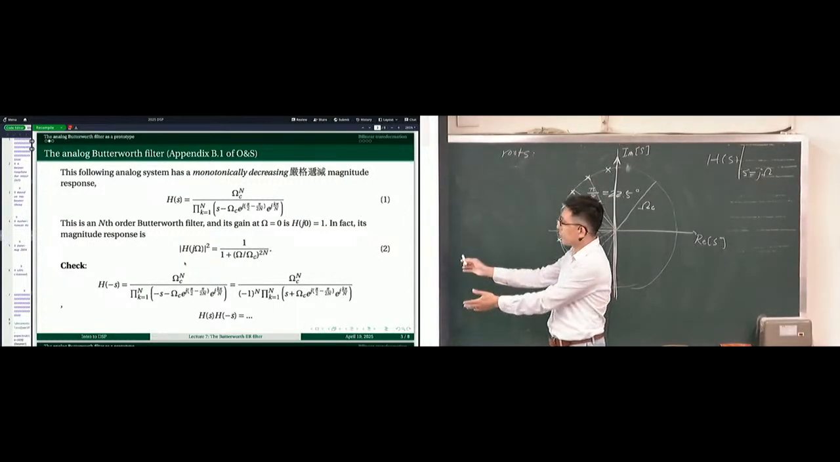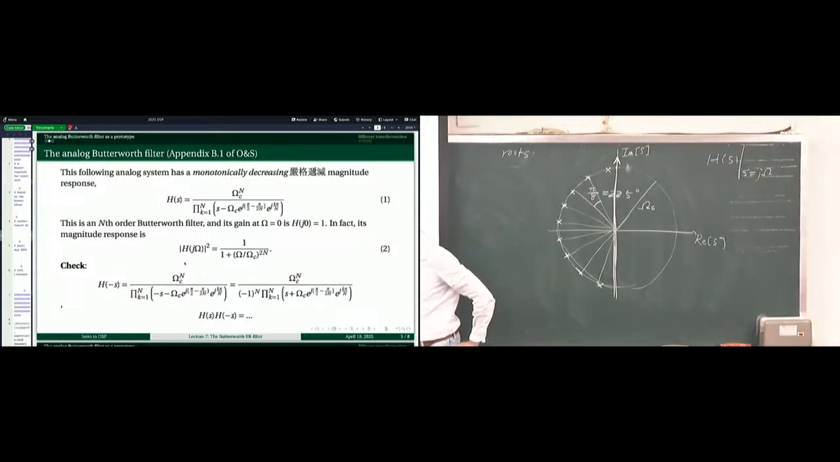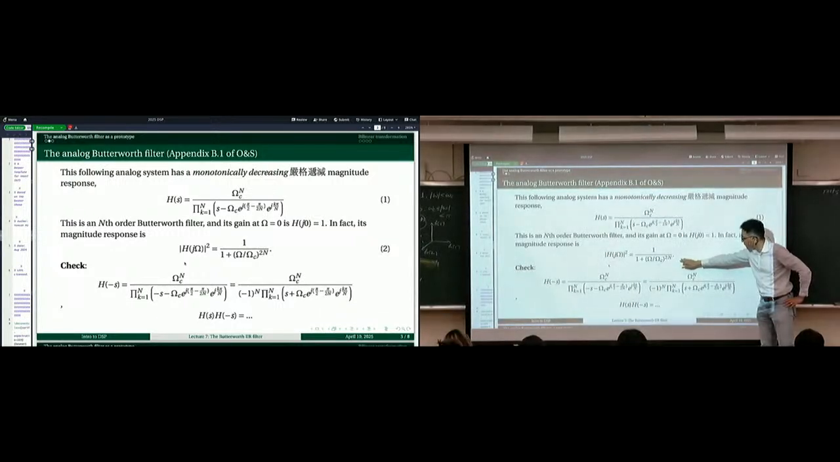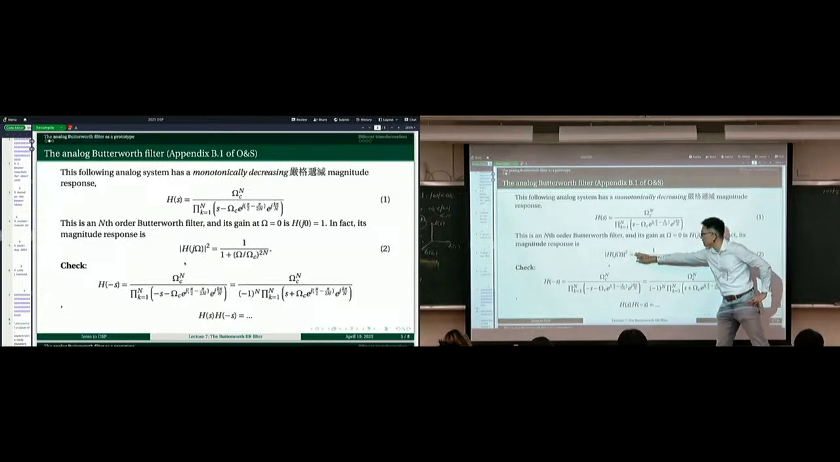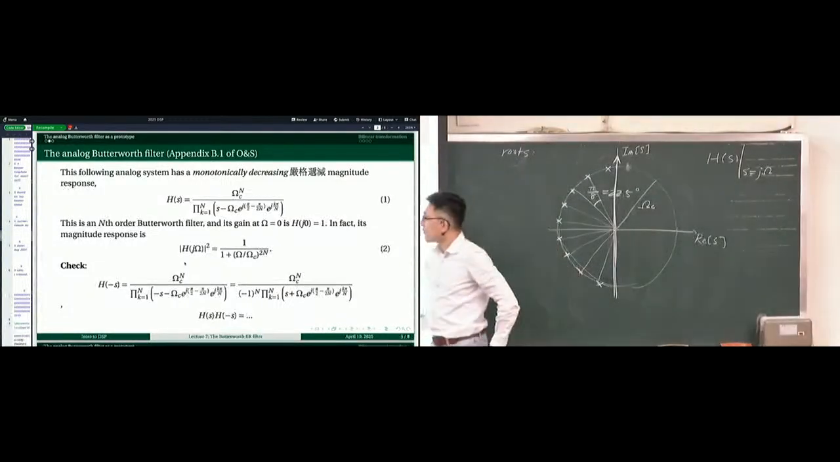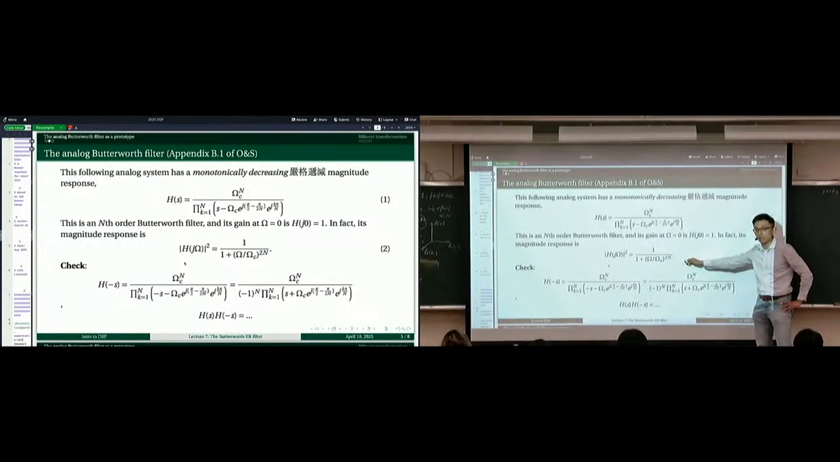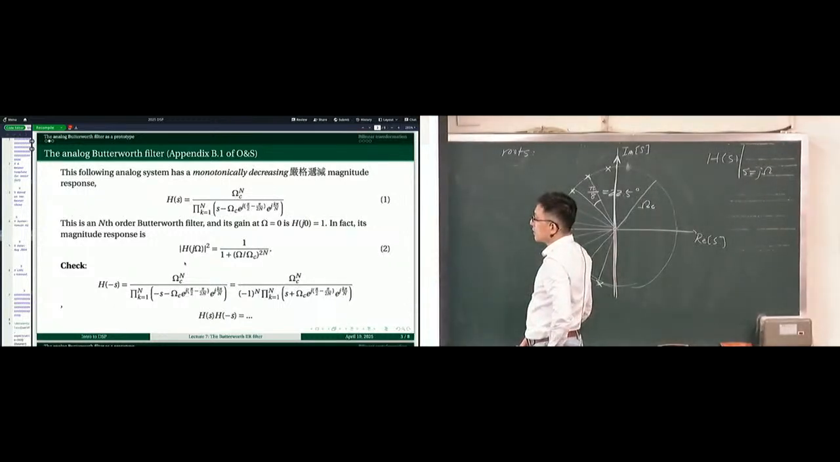We start from this. This system has a very nice looking magnitude response, or magnitude square. Its magnitude square turns out to have a very simple expression. This is rather simple, okay? Fairly simple.